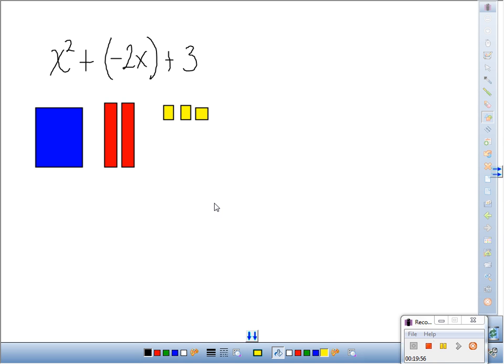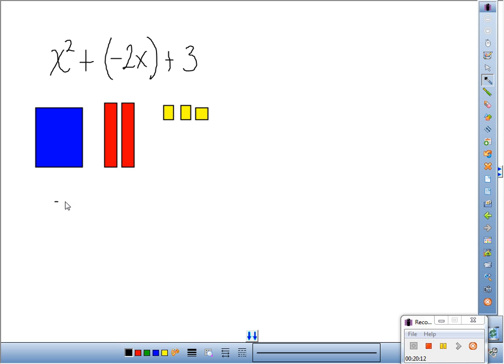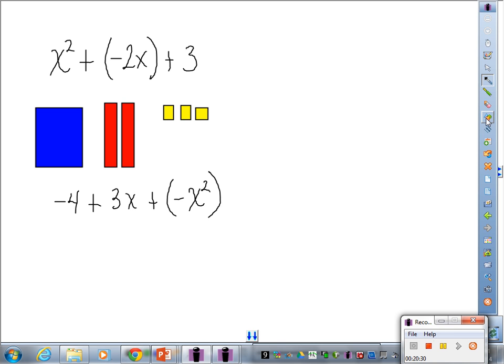I'm going to give you another one. See if you can do this a little bit faster. Here he goes. Focus, please. I want you to show me negative 4 plus 3x plus negative x squared. Show me with tiles what that looks like in front of you. Go. Okay, here we go.